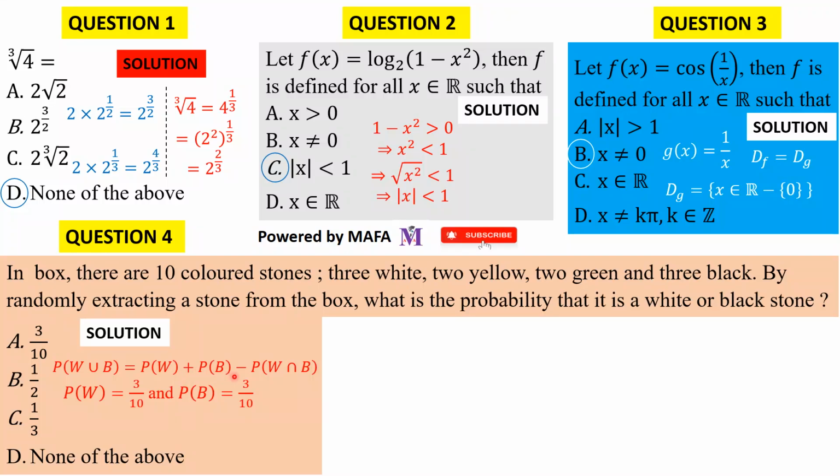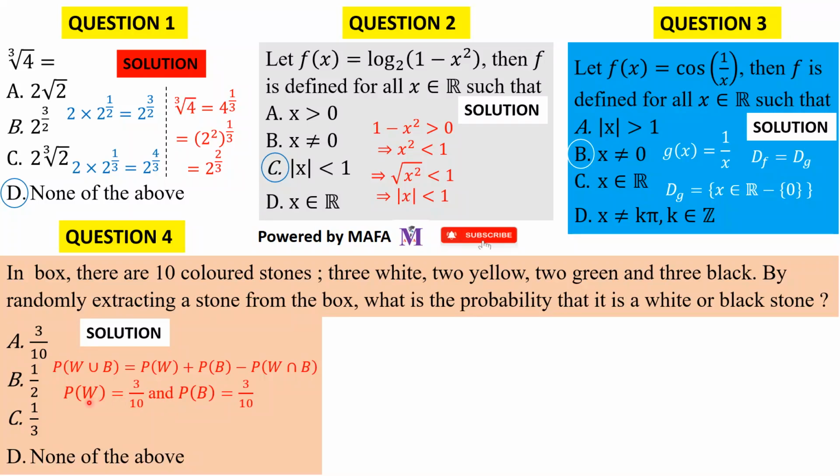So our probability of white or black is just the probability of white plus the probability of black. Now what is probability? It's just the number of favorable outcomes divided by the total number of outcomes. So the probability of white is going to be the number of favorable outcomes, which is 3, divided by the total number of outcomes, which is 10. So we get 3 divided by 10. What about black? We also have 3 blacks as it was given. So those are the favorable outcomes. And the total number of stones, we have 10.